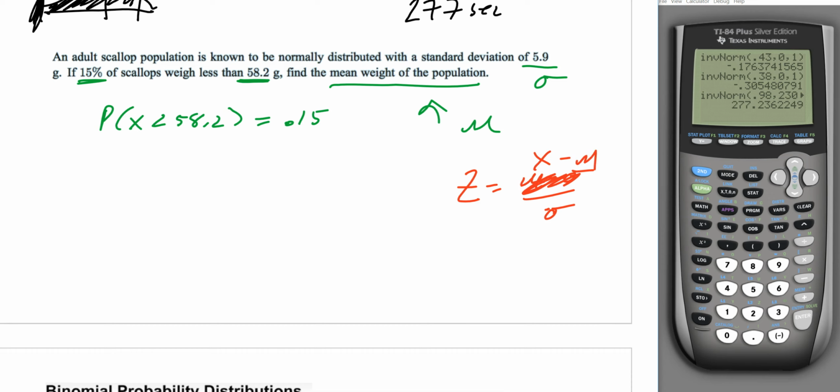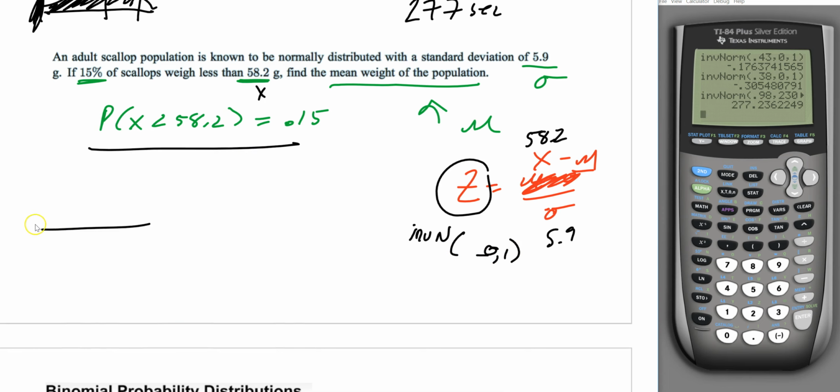In this case, I'm trying to look for the mean. So I don't have this. I do have this, it's 5.9. I have my x right here, 58.2. So what I've got to find is my z. And look, we did like 20 practice problems on how to find z, right? Z is always the invert normal with the standard deviation, with the 0 and 1. Standard normal. So all we got to do is draw this picture.